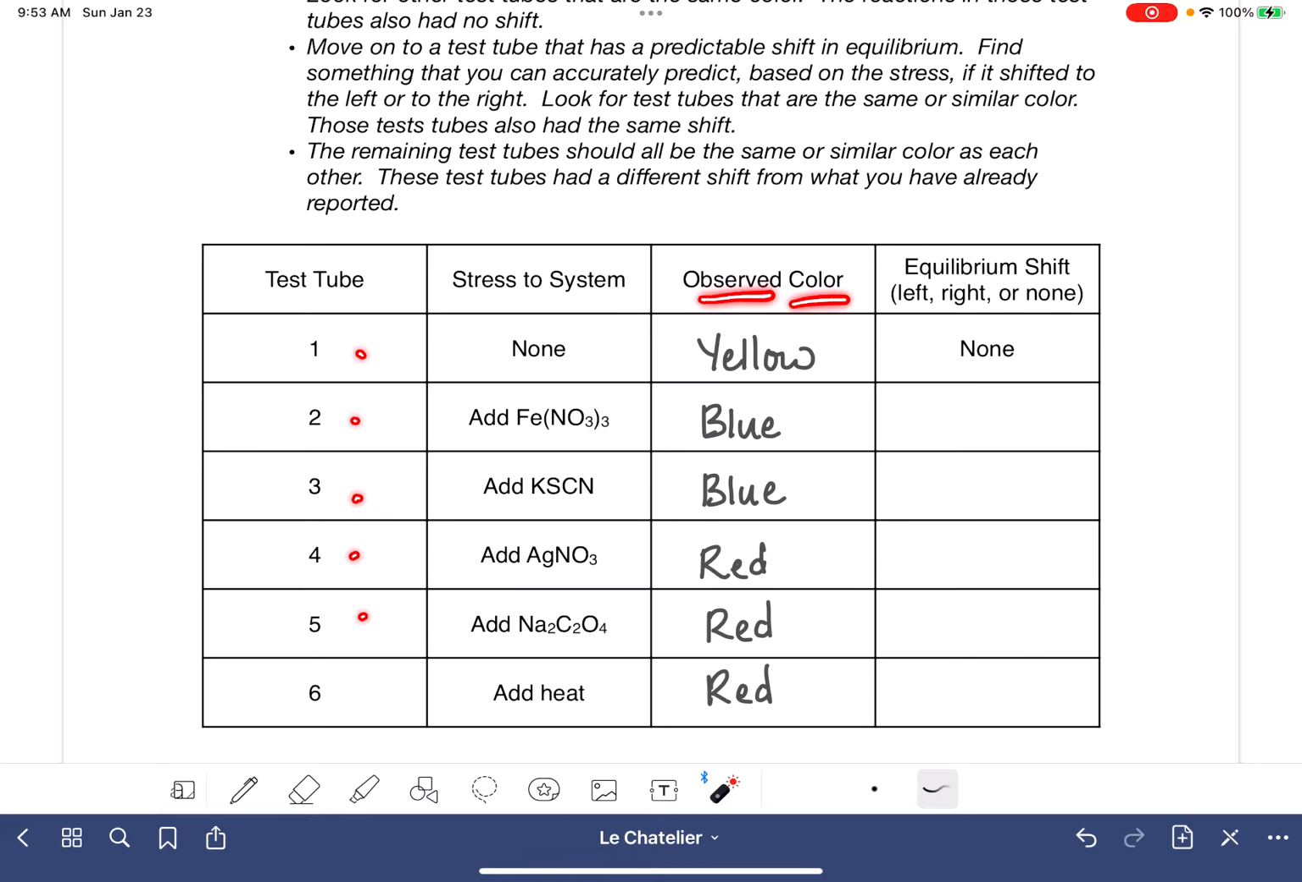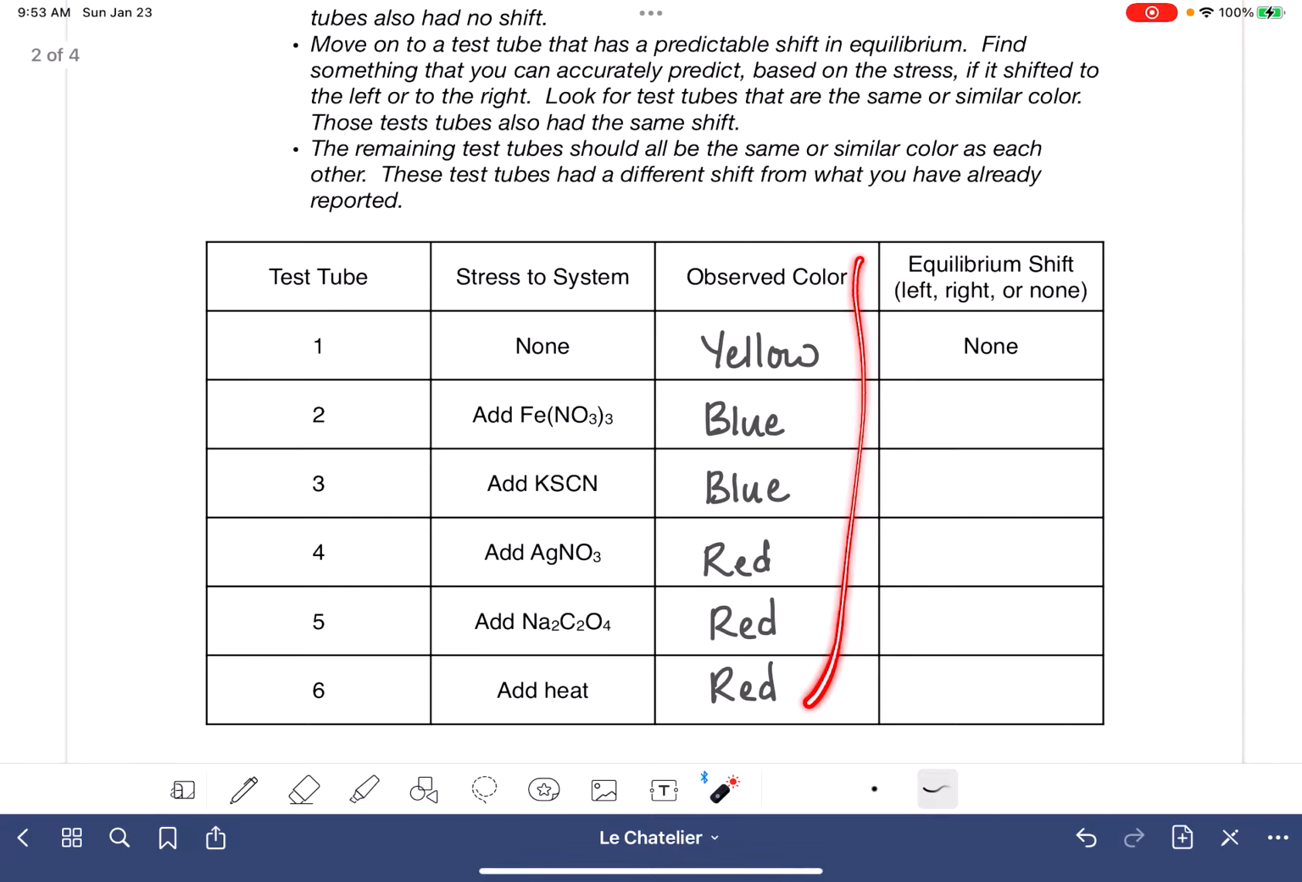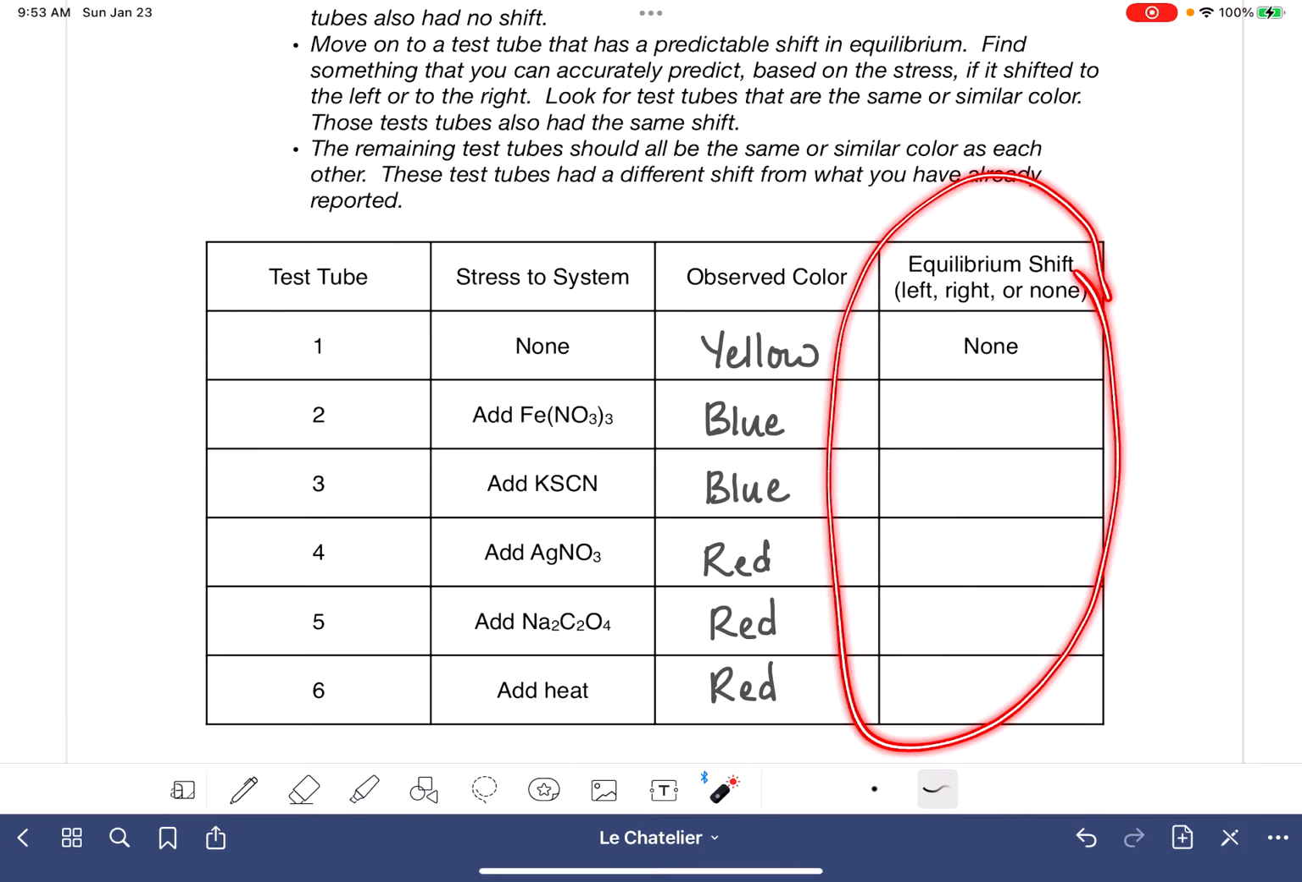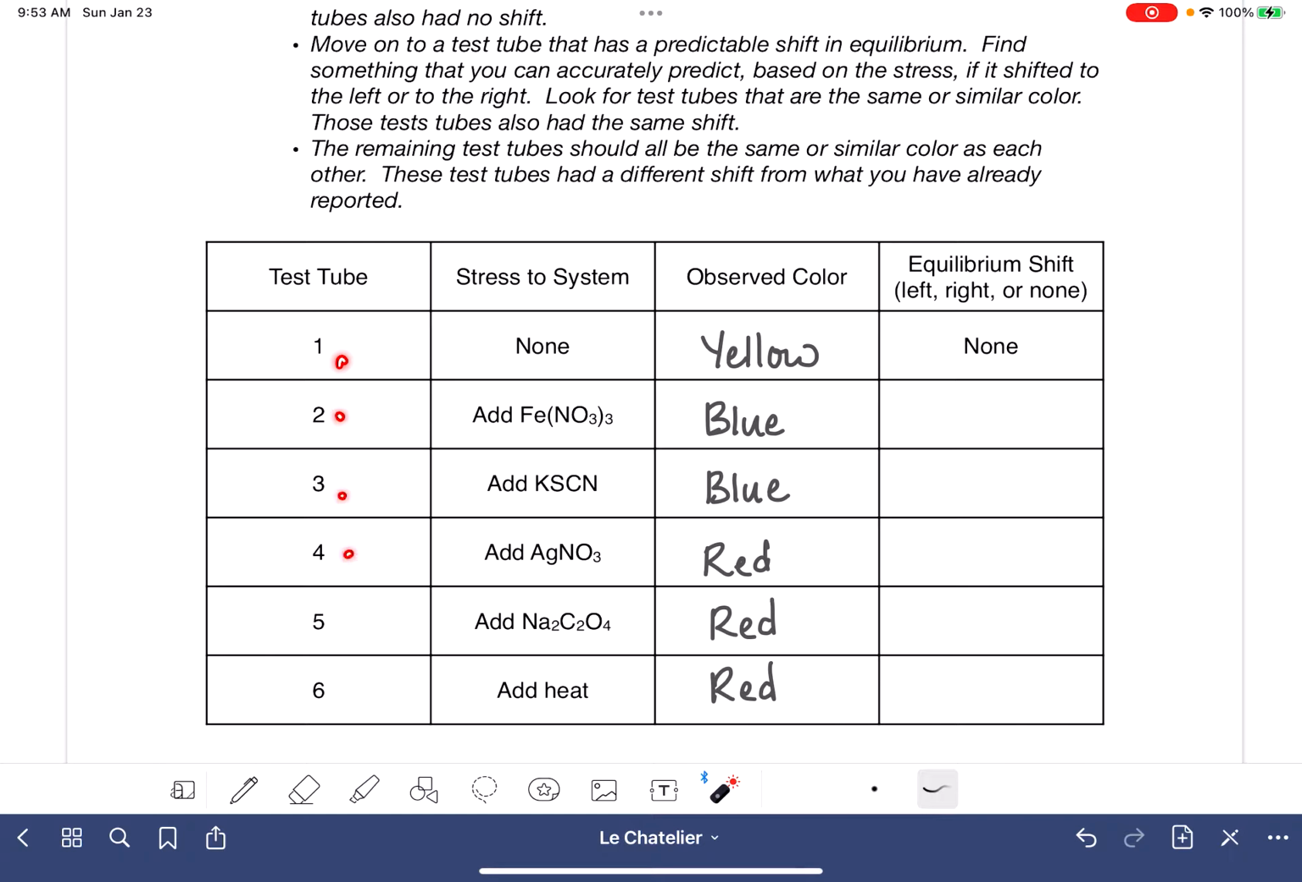for each one of these test tubes. These are not the colors that you're going to be observing. I just made them up. And then in this last column, you are going to be predicting the equilibrium shift for each one of these test tubes. Now, the control with no stress to the system reflects a system that has no shift to its equilibrium. And the observed color yellow, we know from our observation, corresponds to no shift.